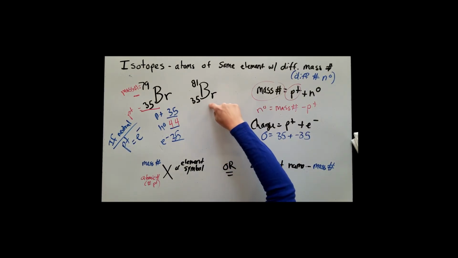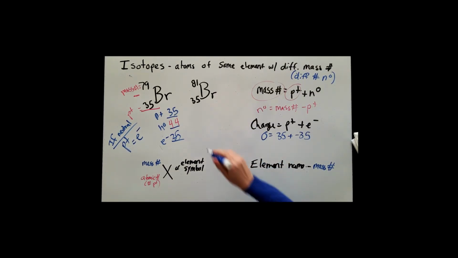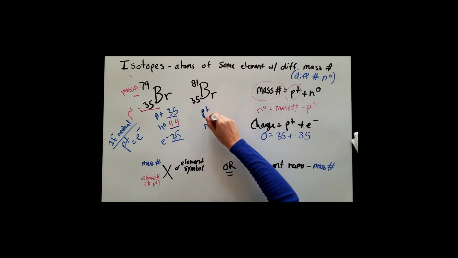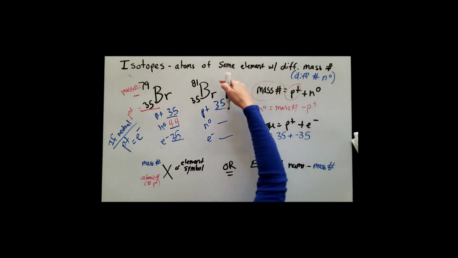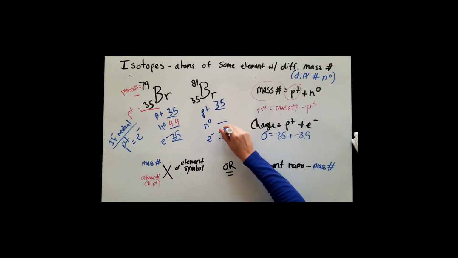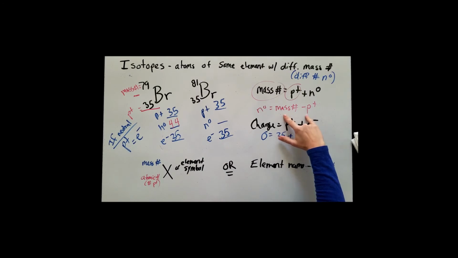Let's look at the second isotope and do the same thing. So I'm going to do protons, neutrons, electrons. Protons, 35, because we're still talking about bromine. It's neutral, there's no charge, so my electrons must be 35 as well. So neutrons is the only thing I need to calculate. And remember, to do that, we're taking the mass number and subtracting the number of protons.